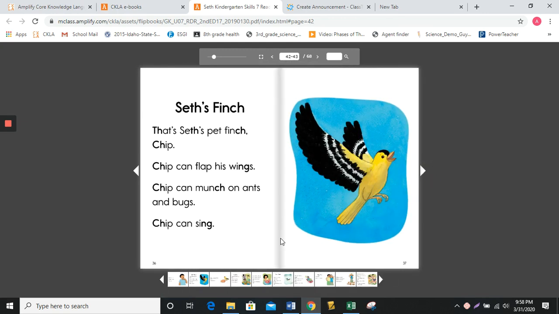Okay, those are the end of the story for today. Tomorrow we'll read about Seth's finch. See if you can figure out what a finch is by our picture.